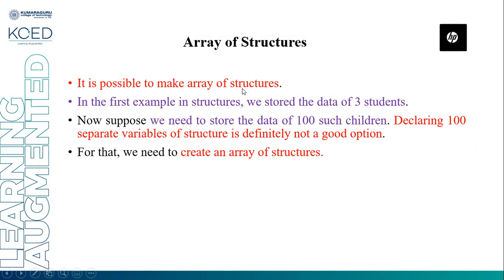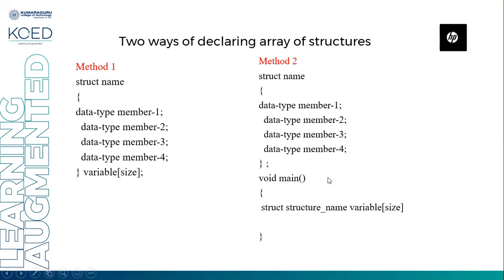A normal variable stores only one value, an array stores n values of a similar data type, and a single structure variable stores the record of a particular instance. In the previous video, we discussed how to store the record of a student. An array of structure will store the records of n students. That is the advantage of the array of structure. There are two methods of declaring an array of structure.